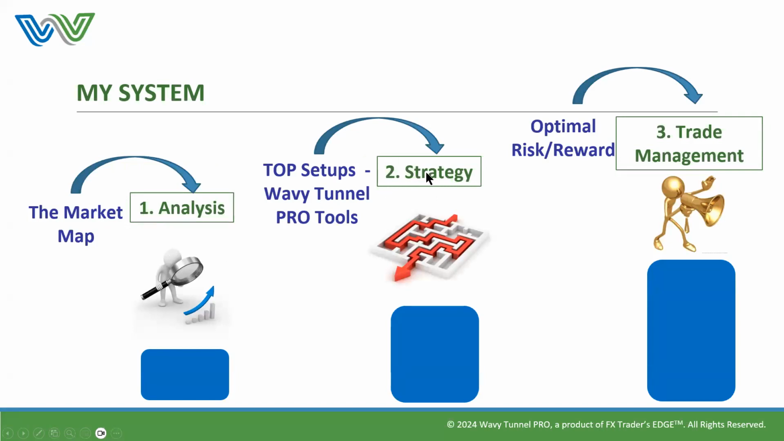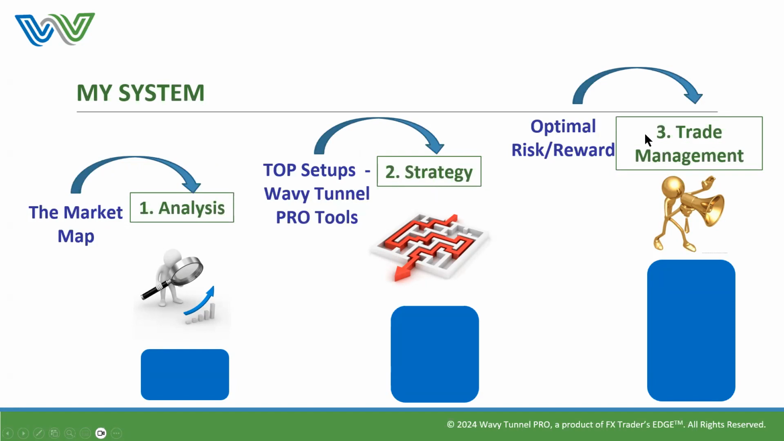And then the next is the strategy. You still need a strategy to get into the trade. So we use the Wavy Tunnel Pro tools. That's my strategy, the Wavy Tunnel Pro, to get into the trade. The end of the wave C is one of our strategies. That's called the breakout 4. So it's really preceding the wave 5 move.